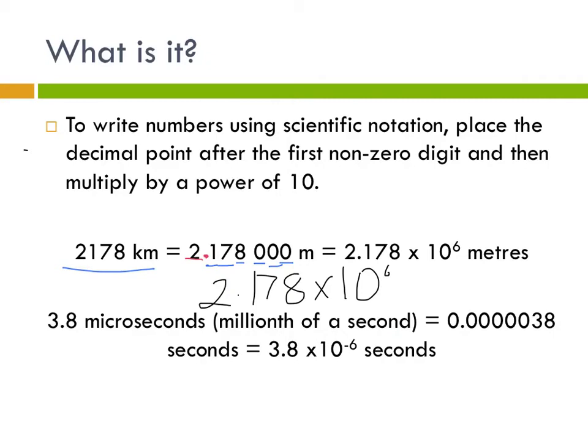By comparison, if we look at 38 microseconds, which is a millionth of a second, I can express that as 0.00000038. I look for my first non-zero digit, and it's the 3 there. When I'm rewriting this in scientific notation, I know I'm going to be putting my decimal point at this spot here. I need to count how many digits are between my decimal point and that first non-zero digit. So when I count, I go 1, 2, 3, 4, 5, 6. So my answer becomes 3.8 times 10, and because it's a smaller number, it's to the negative 6.